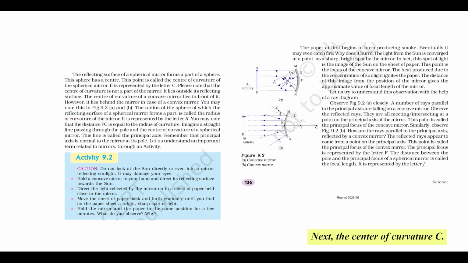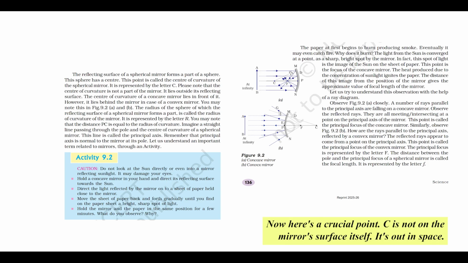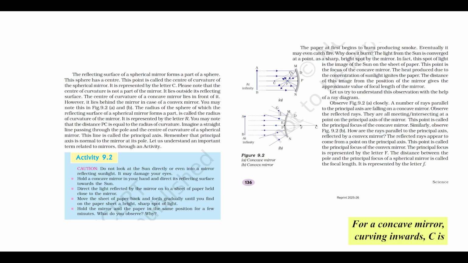Next, the center of curvature, C. Remember the imaginary sphere the mirror was cut from? The center of that sphere is the center of curvature, C. Now here's a crucial point. C is not on the mirror's surface itself. It's out in space. For a concave mirror, curving inwards, C is in front of the mirror. For a convex mirror, bulging outwards, C is behind the mirror. Okay, so C depends on the type of mirror.